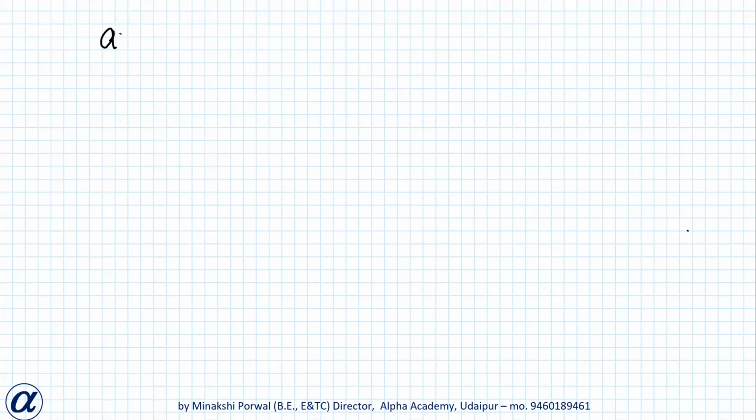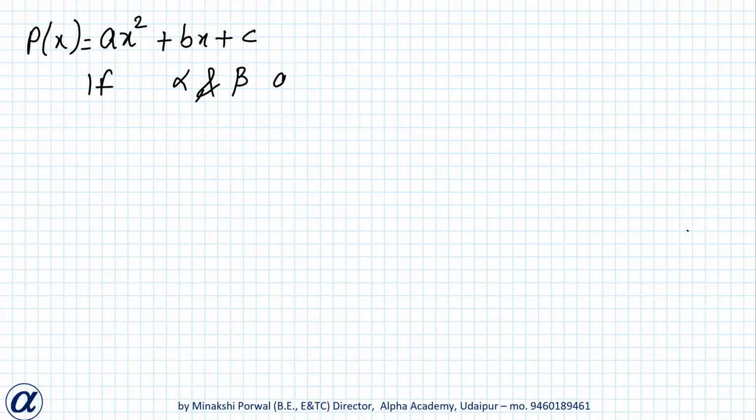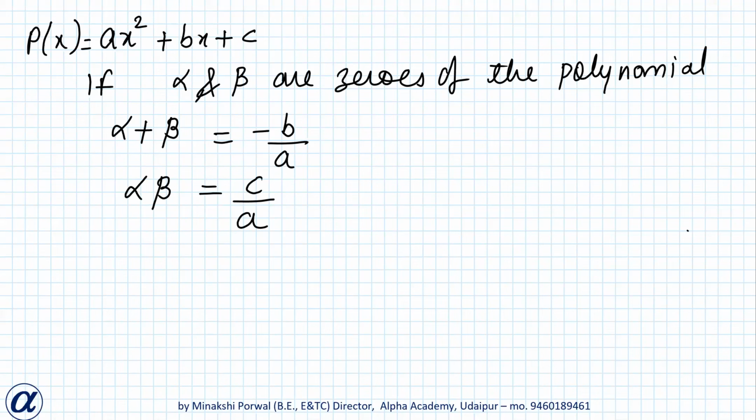Suppose there is a quadratic polynomial ax square plus bx plus c. If alpha and beta are zeros of the polynomial, then how are they related? Alpha plus beta is equal to minus b by a, and alpha into beta equals c by a, where a, b, c are coefficients of x square, x and constant term respectively. Now this we have seen, and questions based on this we have done.